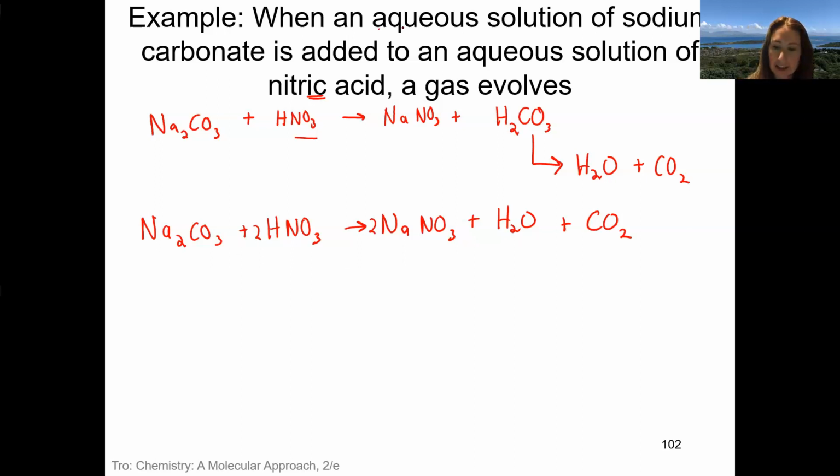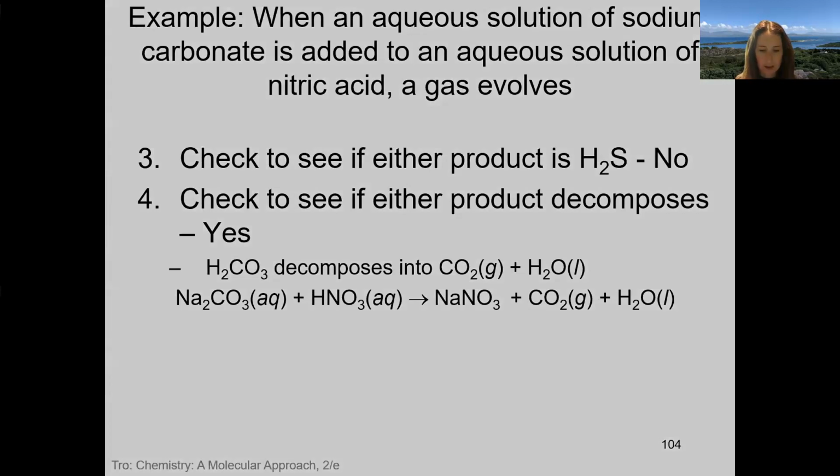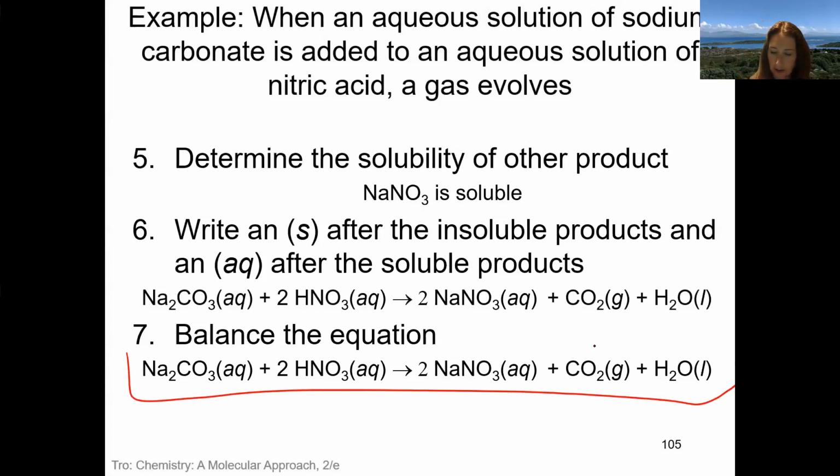Our states: this says it's an aqueous solution here. It says aqueous solution of acid, but all acids are aqueous anyway. Since this is in water and this is soluble, this is aqueous. Remember, water is a liquid and CO2 is a gas. And it says a gas evolves, right? So this is our reaction. All right, any questions on this one? We're good on this one? Okay, so yeah, this is just the same thing, just prettier. Exactly what we just did.